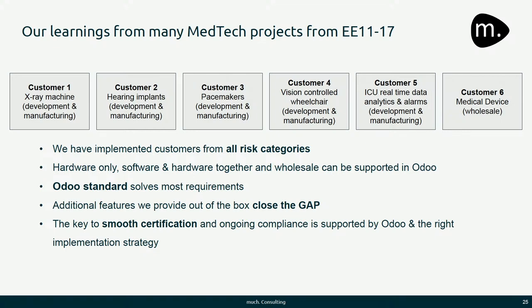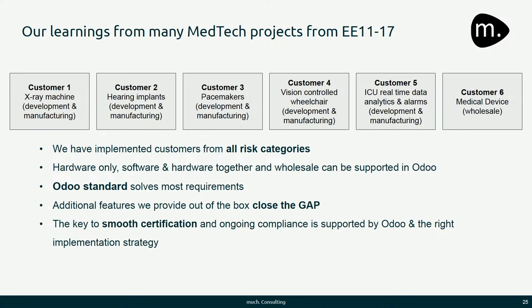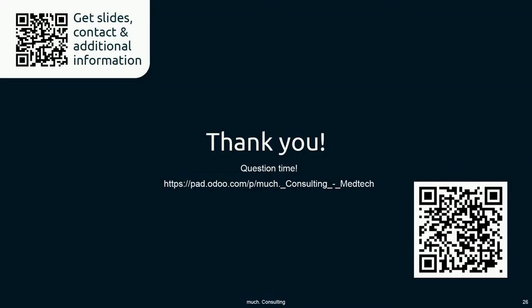We can do all business models: hardware only, software, hardware mixed, wholesale, also custom orders. For example, on our wheelchair control client, every order is custom. We can use Odoo standards to solve most of the problems, and we can close the gap with out-of-the-box features that we add as a partner with a lot of MedTech experience, to make the whole process smoother and customize as little as possible. And then with the right process and all the automated testing capabilities that Odoo gives us, we can really smoothen the certification by thinking it through from the beginning and considering all the impacts from the start.